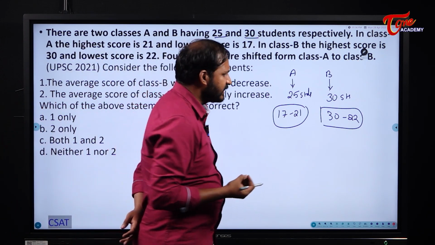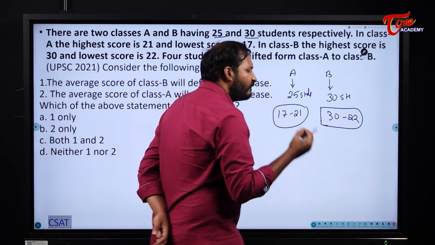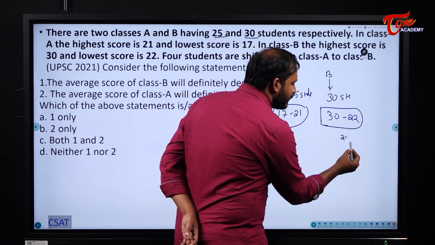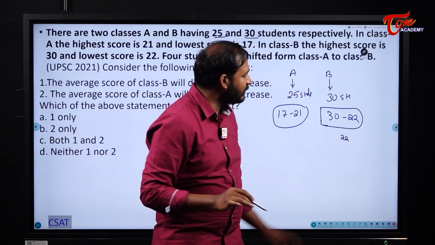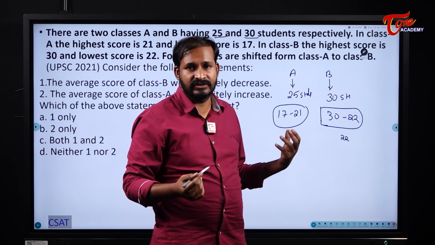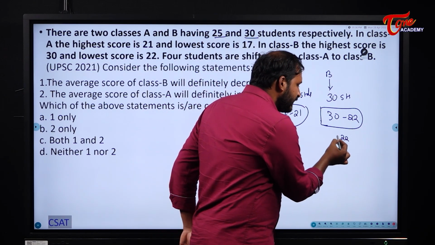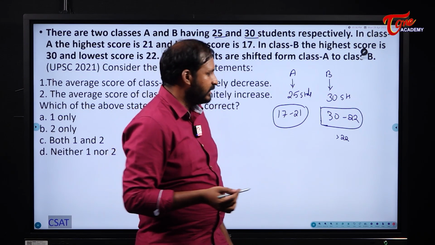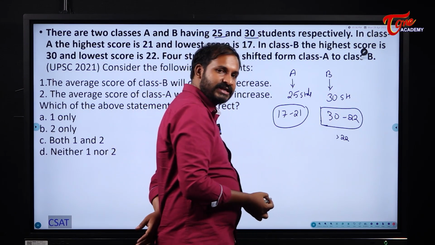See here students, one second. What will be the minimum worst average? In this case, in the worst case also, you may think of it as 22. For timing, assume that all the students are 20. What is the highest average here? In the worst case also, it will be greater than 22. Why? Because the highest value they clearly mentioned as 30.